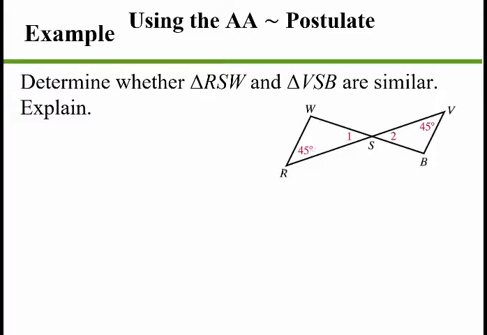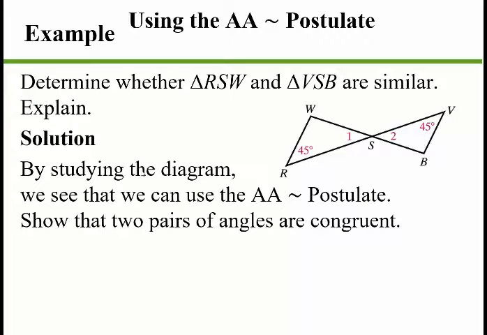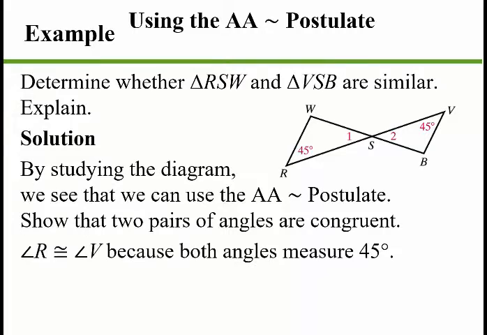All right, so let's look at this. Determine whether triangle RSW, right here, and triangle VSB are similar, and let's explain. By studying the diagram, we can use the angle-angle similarity postulate. So what we have to do is show two pairs of angles are congruent. Right off the bat, we can see that angle R and angle V are congruent because both these angles measure 45 degrees.